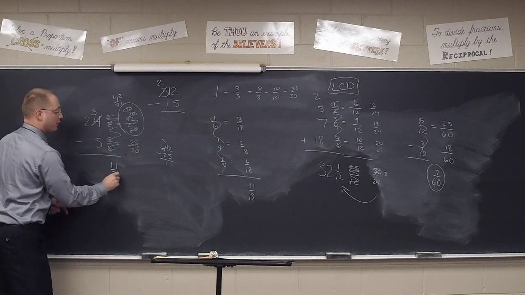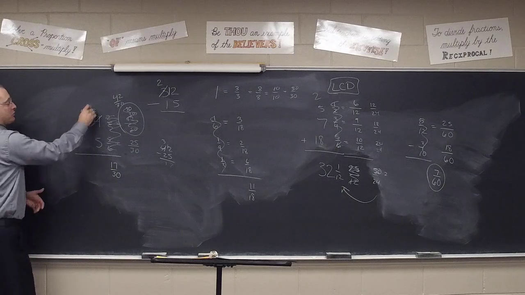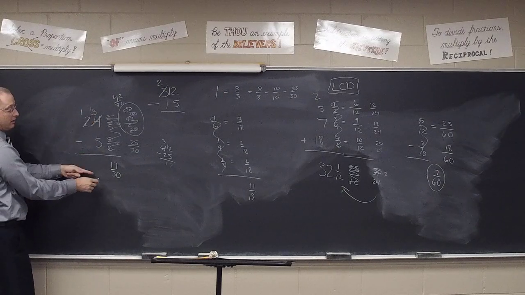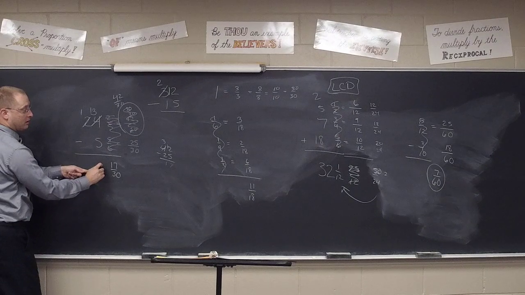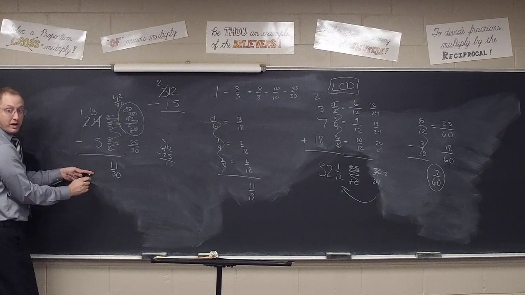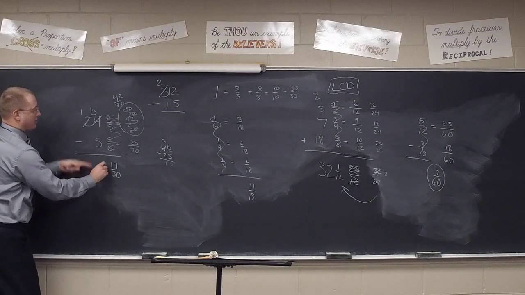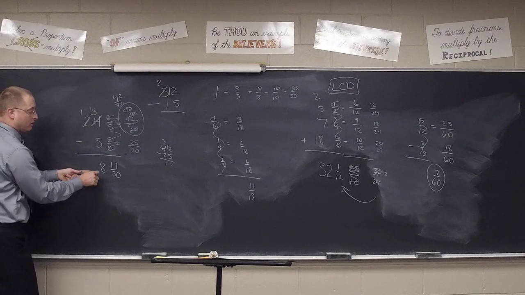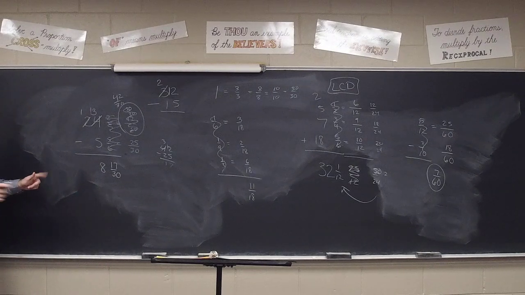So 17/30. And then here we do this borrowing as well, and we get 2 minus 5? 8, and then 1 minus nothing. 1 minus nothing, 1, there we go. And so we end up with 18 and 17/30.